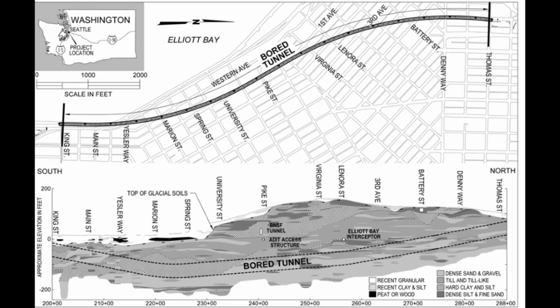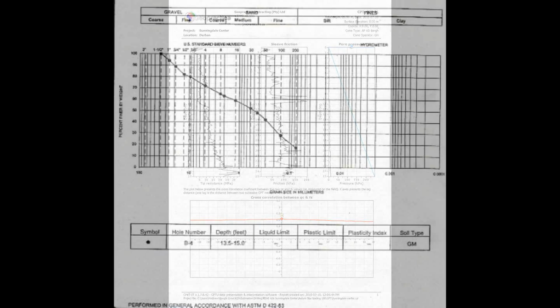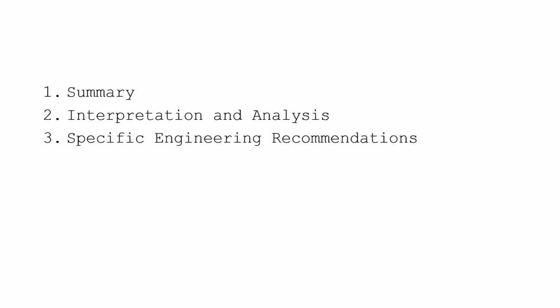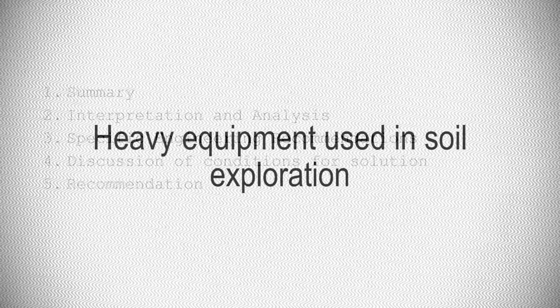While the geotechnical report content and format will vary by project size and highway agency, all geotechnical reports should contain certain basic essential information, including summary of all subsurface exploration data, including subsurface soil profile, exploration logs, laboratory or in situ test results, and groundwater information, interpretation and analysis of the subsurface data, specific engineering recommendations for design, discussion of conditions for solution of anticipated problems, and recommendation.